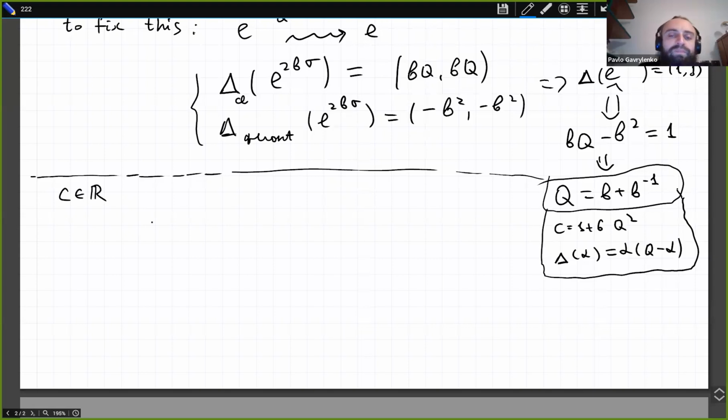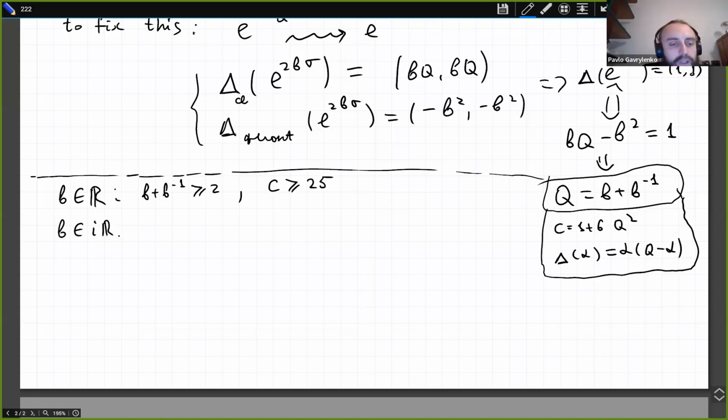Then, so what happens when b is real? Then b plus b inverse is greater or equal than 2, and so c is greater or equal than 25. And of course, b equals 1 is c equals 25. And there is also a region when b is purely imaginary.